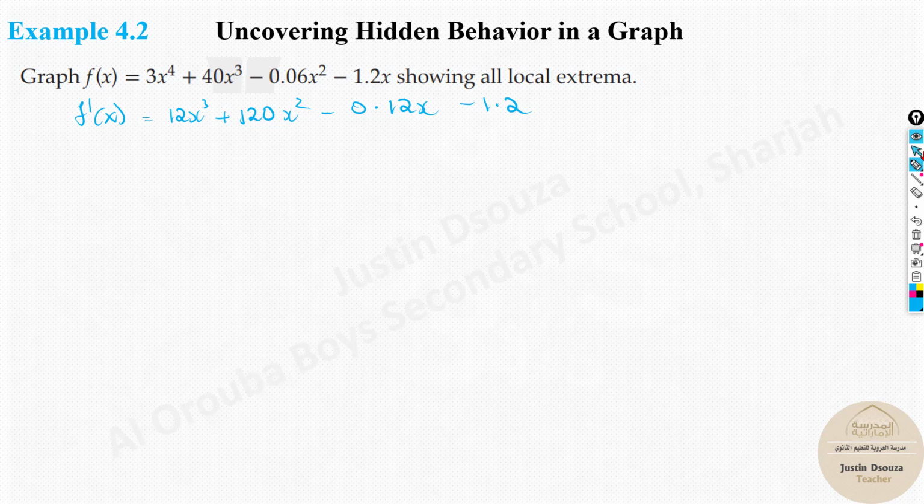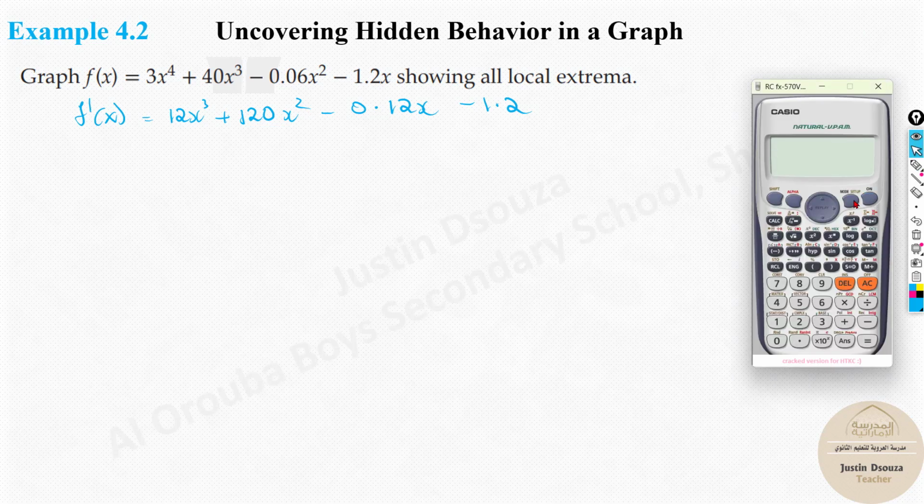Just put it in the calculator directly. Here we have to go to mode 5 and not 3. 3 is for quadratic. This is cubic. So go to mode 5, 4. Okay, and then we will type the coefficients. First one, the next one is 120, then we have minus 0.12, then we have minus 1.2.